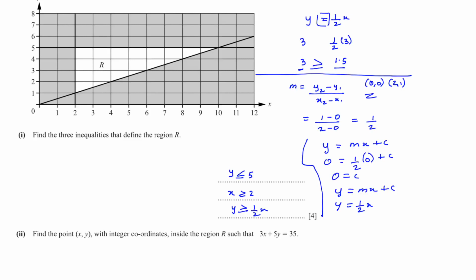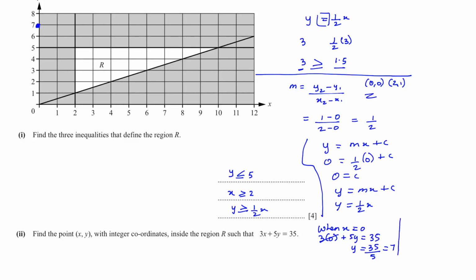When you want to draw a line, put x is equal to 0. So you will have 3 times 0 plus 5y is equal to 35. 0 will get cancelled. y is equal to 35 divided by 5, which is 7. So when x is 0, y is 7. That is on the y-axis.